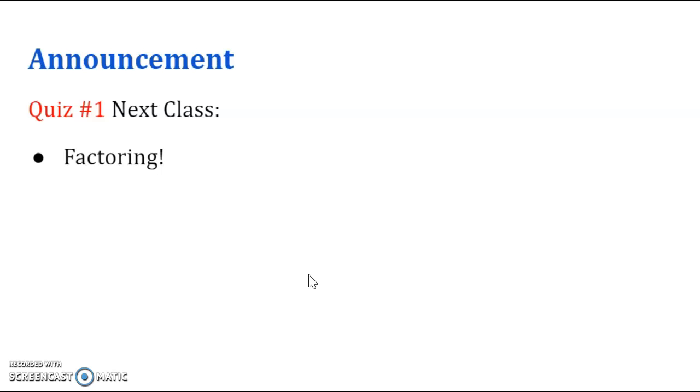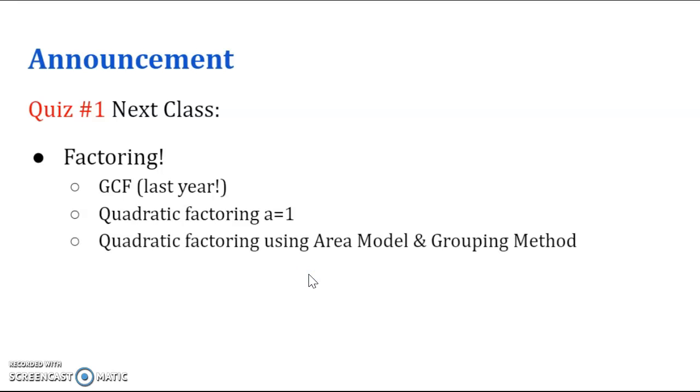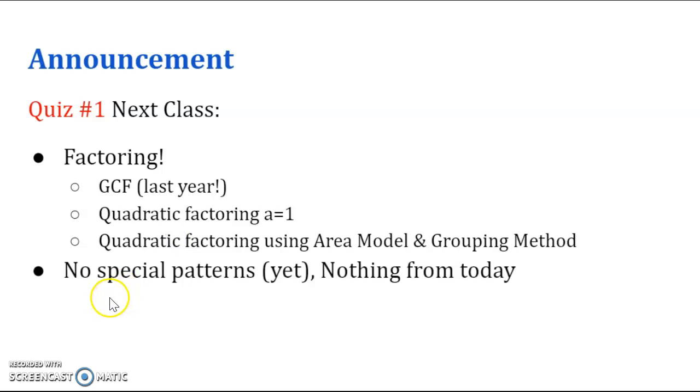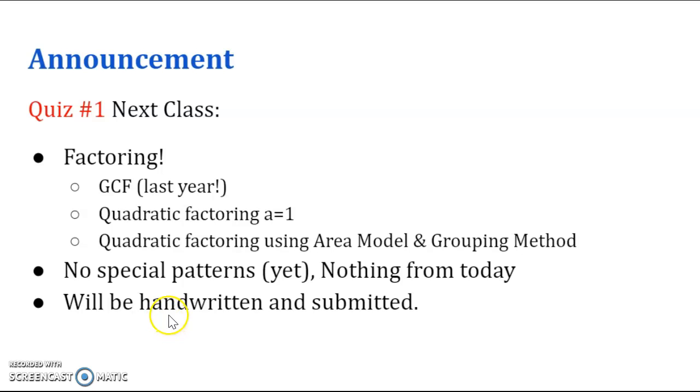I then went on to give an announcement. You are going to have a quiz next class. It's going to be on factoring, GCF, that's from last year, and the quadratic factoring when a is equal to 1, as well as when a is not equal to 1, where we learned either the area model or the grouping method. Either method will be fine for you to use, but there will not be any special patterns yet. You are going to be tested on this, but nothing from today. So all the material from today will not be on the quiz next class. It will be handwritten and it's going to be submitted. So you're going to have to do that.